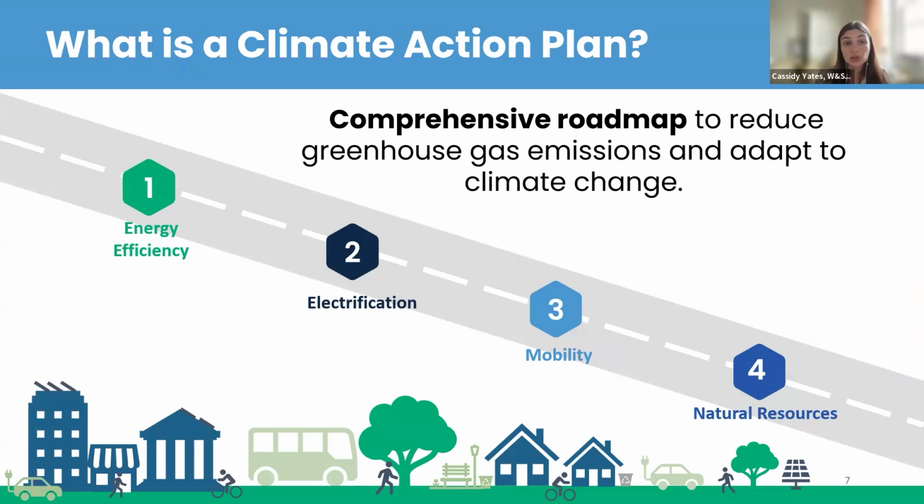And that's really what is included here in a climate action plan. So we're developing a comprehensive roadmap to reduce greenhouse gas emissions and better adapt to climate change. Some of the topics included in the climate action plan are energy efficiency, electrification of buildings and vehicles to reduce fossil fuel usage, mobility, so looking at alternative transportation forms like biking, walking, public transportation. And then also included in climate action plans are often natural resources. So looking at tree planting and wetland conservation to help sequester some carbon dioxide from the atmosphere.